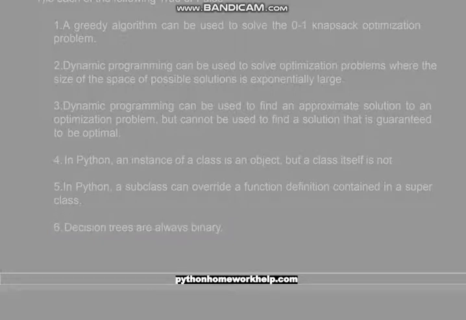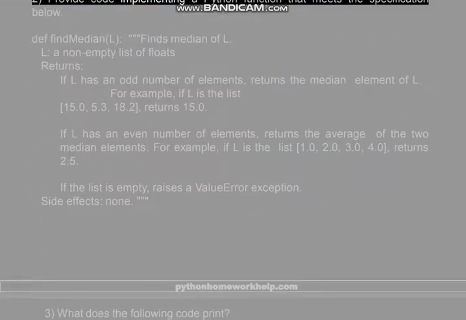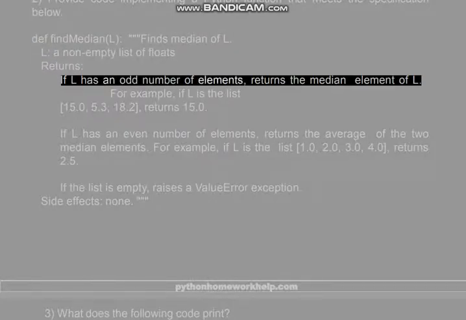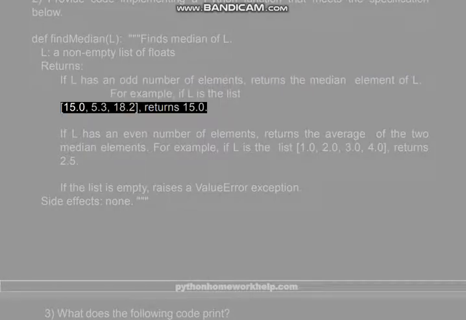Problem 2. Provide code implementing a Python function that meets the specification below. def find_median(L): finds median of L. L, a non-empty list of floats. Returns: if L has an odd number of elements, returns the median element of L. For example, if L is the list 15.0, 5.3, 18.2, returns 15.0.